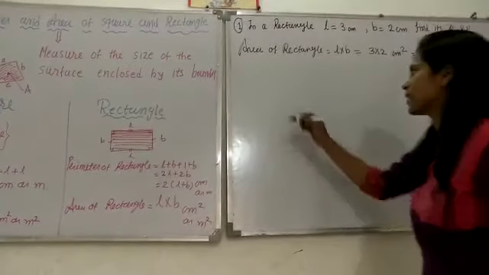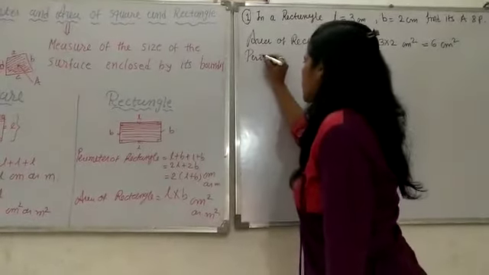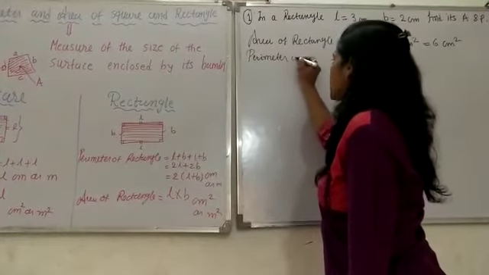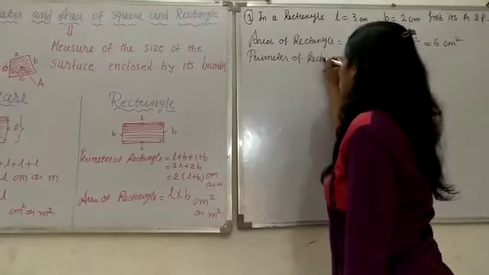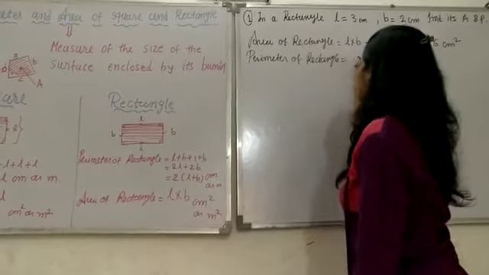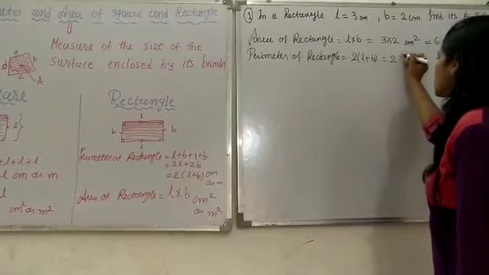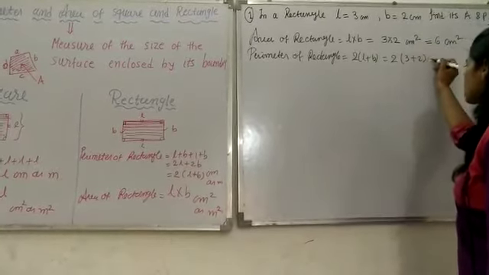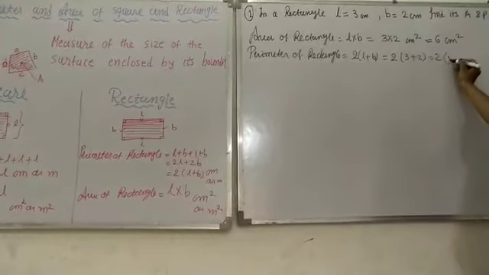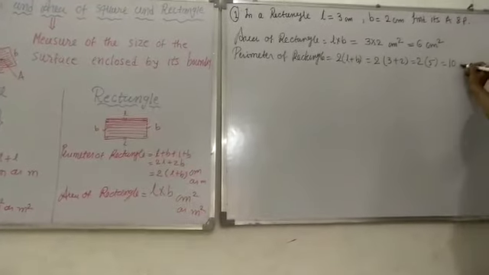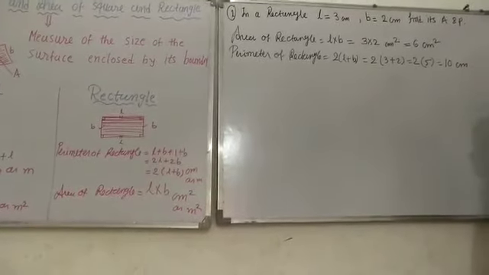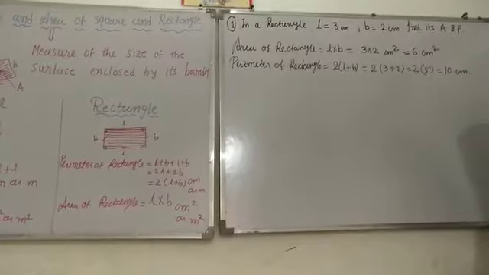Now what is its perimeter? Perimeter of a rectangle is 2 times (length plus breadth). So 2 times (3 plus 2). 3 plus 2 is 5. So 2 fives are 10 centimeter. This is the example of a rectangle.